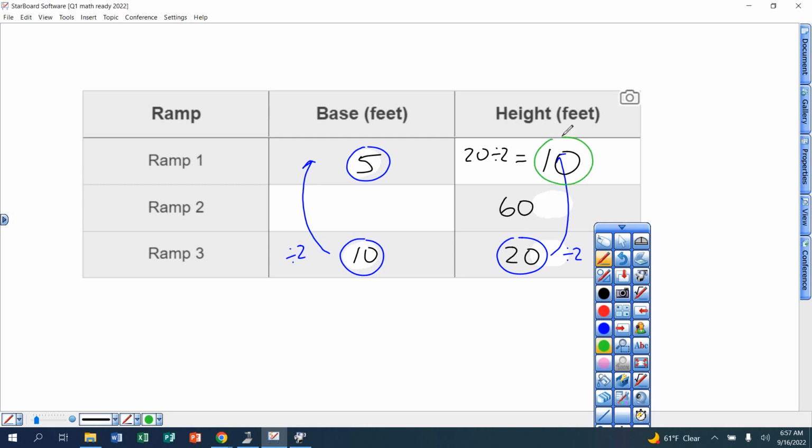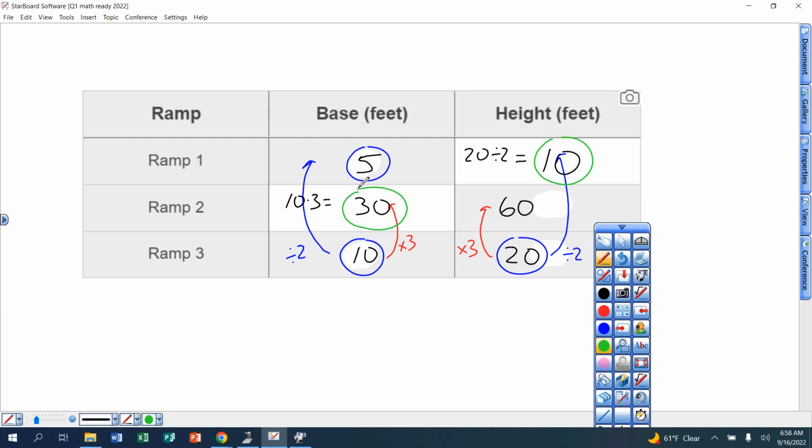Next one here, if I look at this 20 to 60, it looks like to get to 60, I'm timesing by 3. So I'm going to take this 10 over here and times it by that same exact number, which will give me an equivalent ratio number to put in that blank spot. So if I do 10 times 3, that gives me 30, which goes in that spot. And all those ratios are equivalent. 5 divided by 10, 0.5. 30 divided by 60, 0.5. 10 divided by 20, 0.5.